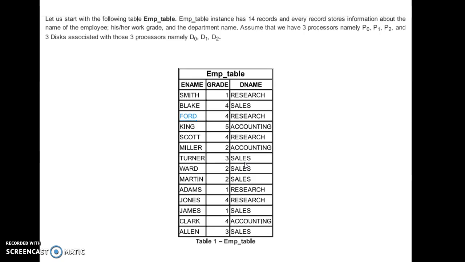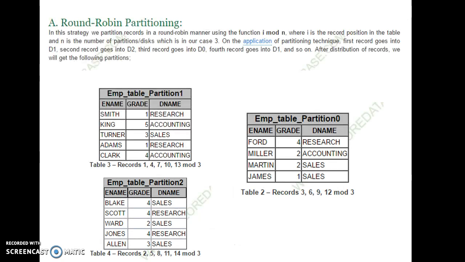There are 14 records with the name of the employee, his work grade and the department name. Assume that we have 3 processors, namely P0, P1, P2 and 3 disks associated with those processors, namely D0, D1, D2. First is round robin fashion. The first record goes into D1, the second record goes into D2 and the third record goes into D0. Similarly, the fourth record goes into D1 and so on. After distribution of records, we get the following list.